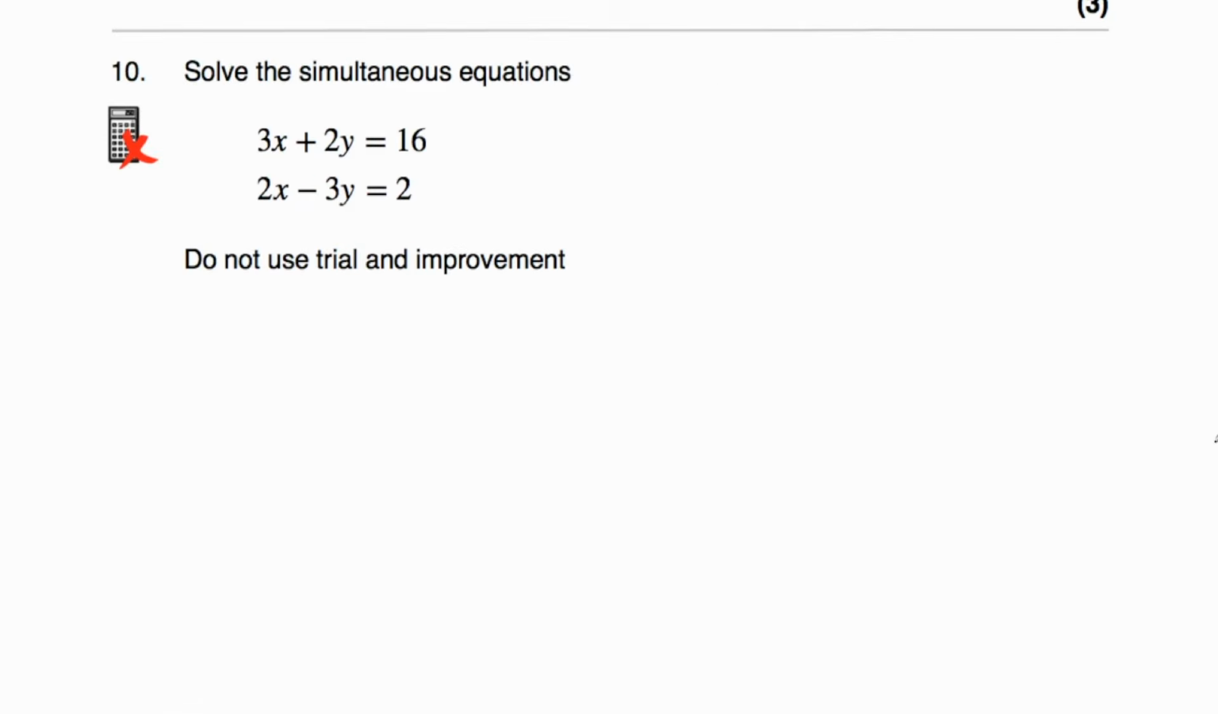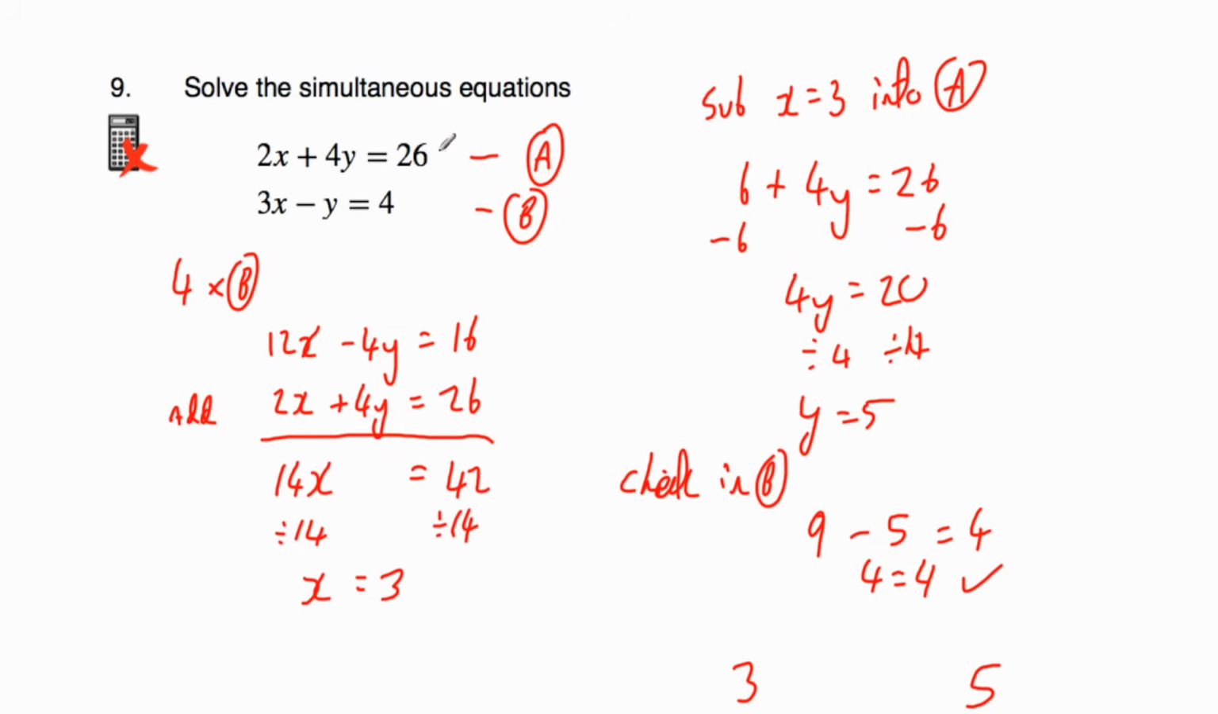Okay, question number 10. We've got solve the simultaneous equations 3x plus 2y equals 16 and 2x minus 3y equals 2. So let's label our equations A and B. Now again, if we look at these, we've got 3x and 2x, and we've got 2y and minus 3y. So we can't just add them or take away the equations, so we're going to need to multiply them by something. Our last pair of simultaneous equations was quite nice because we just multiplied equation B by 4, and that gave us our 4y and our minus 4y.